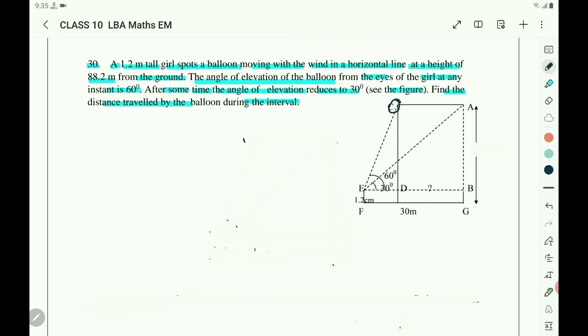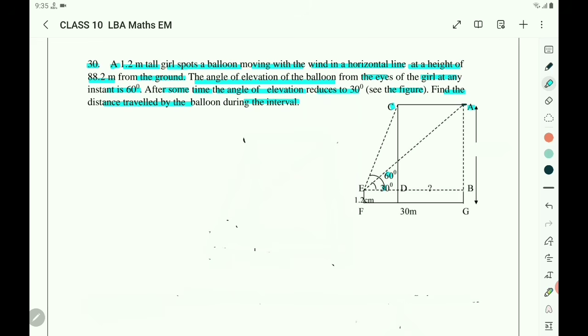When the girl observes the balloon at point C, then the angle of elevation is 60 degree. When the balloon moves and reaches the point A, then the balloon is observed by the girl and the angle of elevation is 30 degree. It is shown in the figure. Angle of elevation is 30 degree when the balloon is at A, and 60 degree when the balloon is at C.